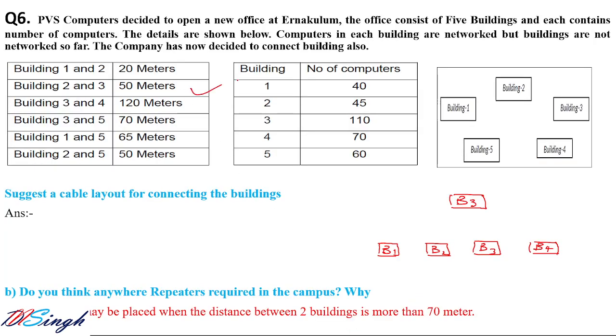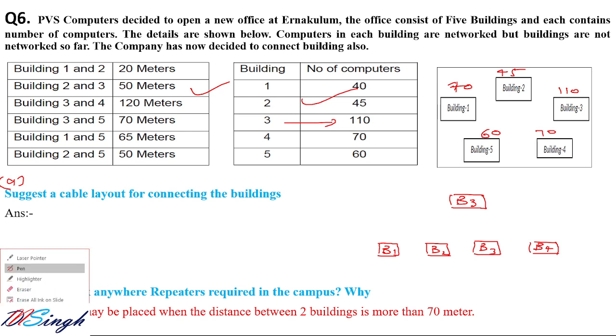Again, in this question they have given distances between the buildings and the number of computers in the buildings. Suggest the cable layout. For the cable layout, we need to know which building has the highest number of computers. So this is building number 3, which has the highest number of computers, 110. Building number 2 has 45 and building 1 has 40. Building number 4 has 70, and building 5 has 60.